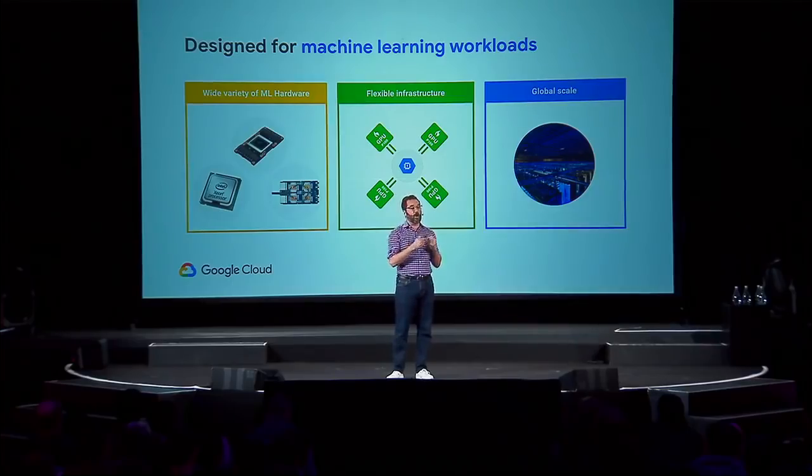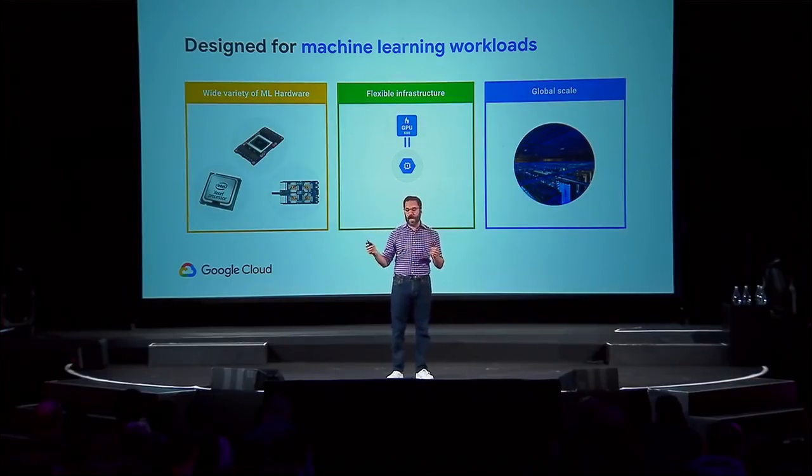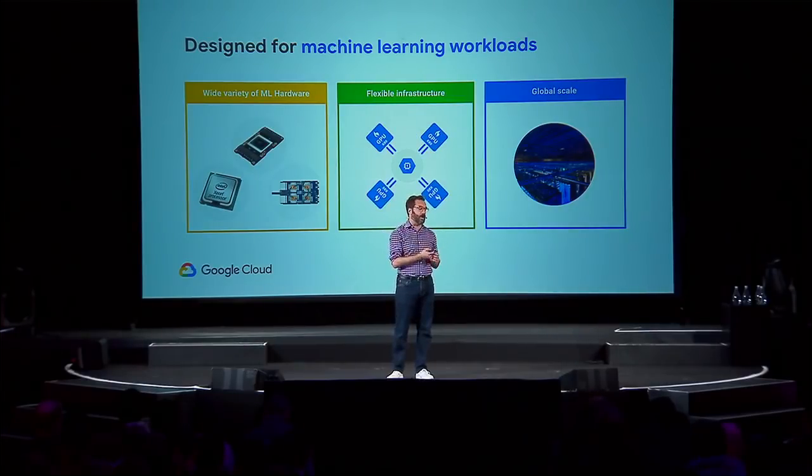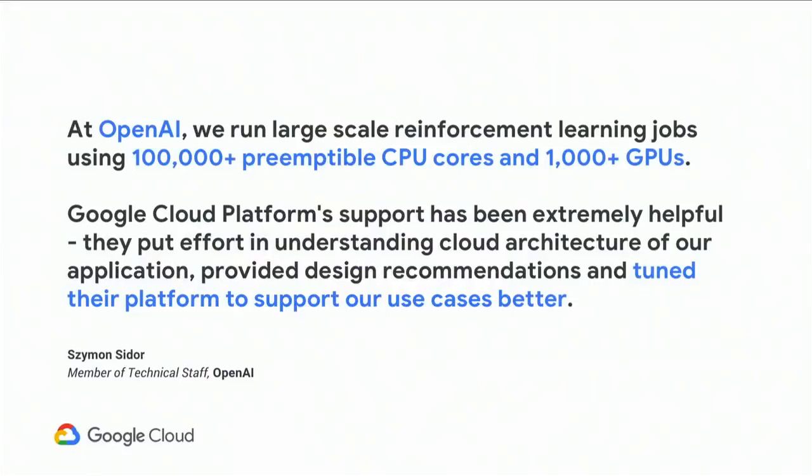And finally, we offer scale. 0 to thousands of cores and GPUs. We offer Cloud TPU pods, and it's all connected by Google's private backbone infrastructure. But don't just listen to me when it comes to scale. Here you have an example from OpenAI running a very, very large reinforcement learning job up to 100,000 preemptible cores with 1,000 GPUs attached in order to advance their very large reinforcement learning in partnership with Google engineers.